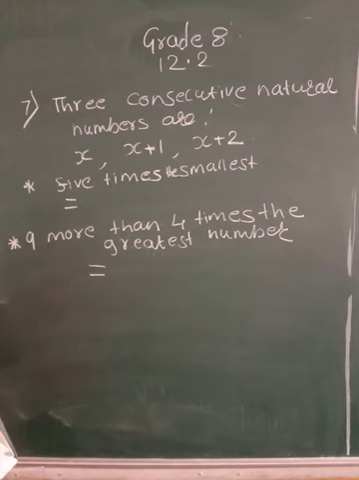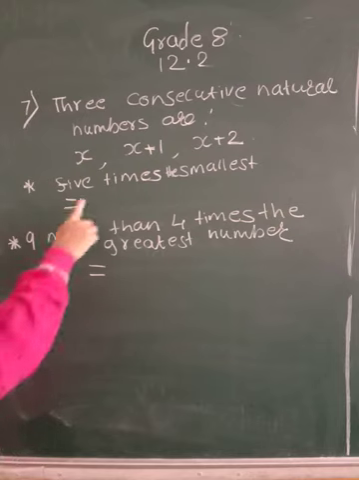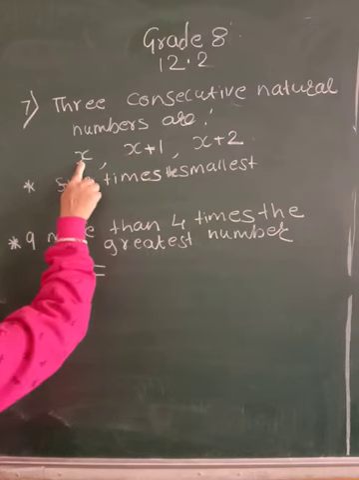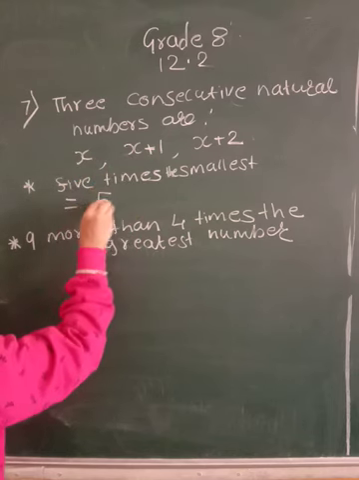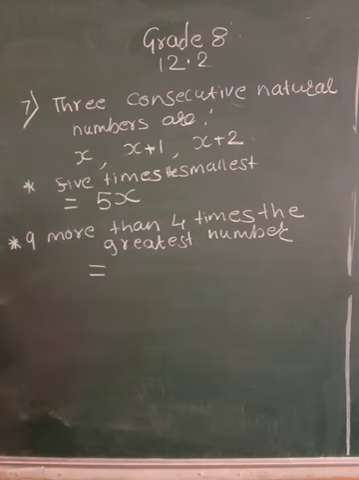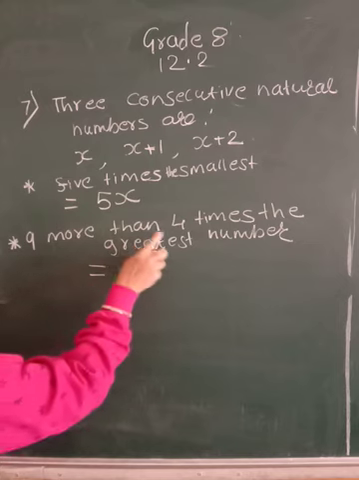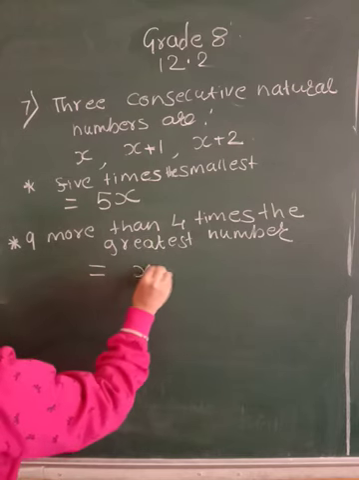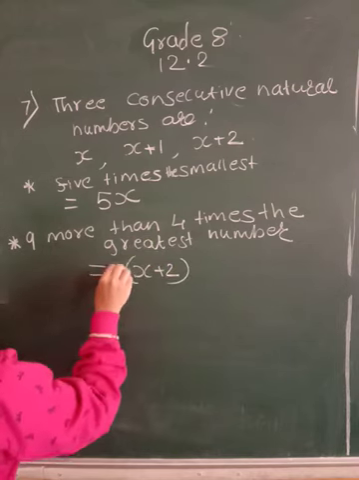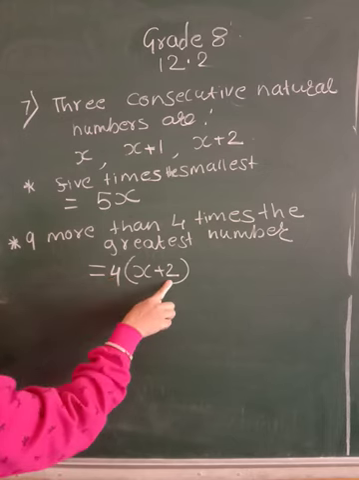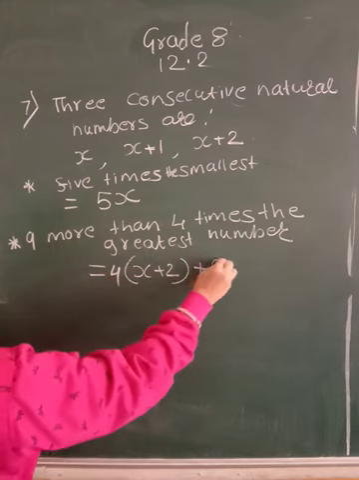Okay. Now what is the condition you see? 5 times the smallest number. Smallest is x, 5 times will be 5x. This is 5 times the smallest number. That is equal to 9 more than 4 times the greatest number. Greatest number is x plus 2. 4 times greatest number is 4 into x plus 2, and 9 more, that means plus 9.